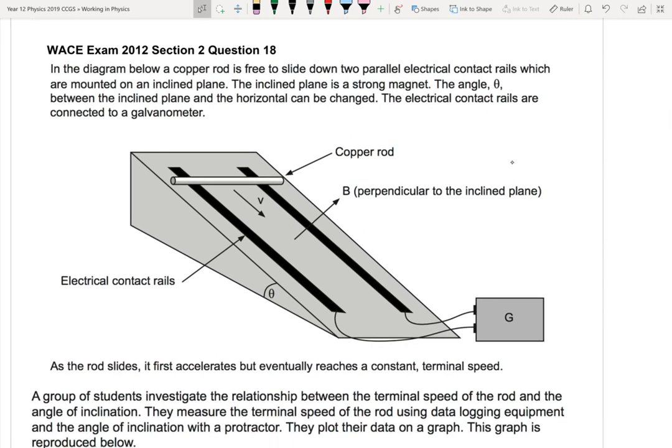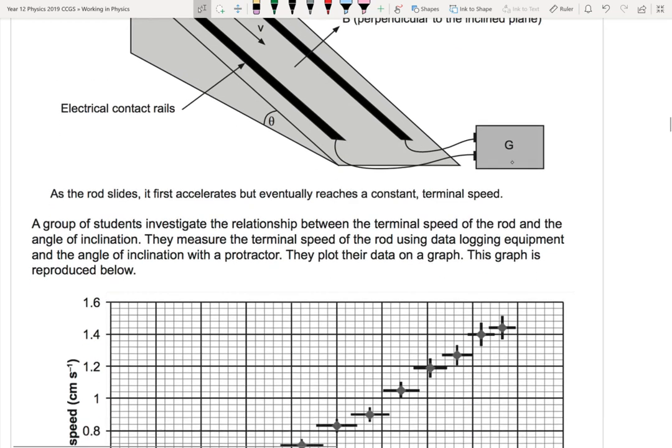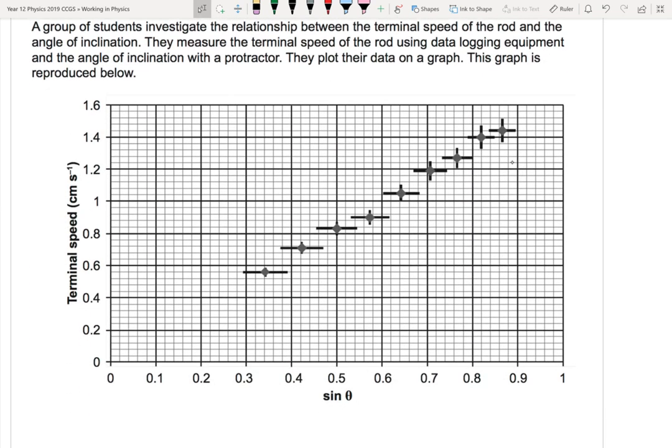This was just a copper rod traveling down a magnetic incline. Obviously, it reached a terminal speed where the backwards repulsive force of induced magnetic fields equaled the forwards force. They determined the relationship. Here is our graph. Now, let's just have a quick look at what's going on here.